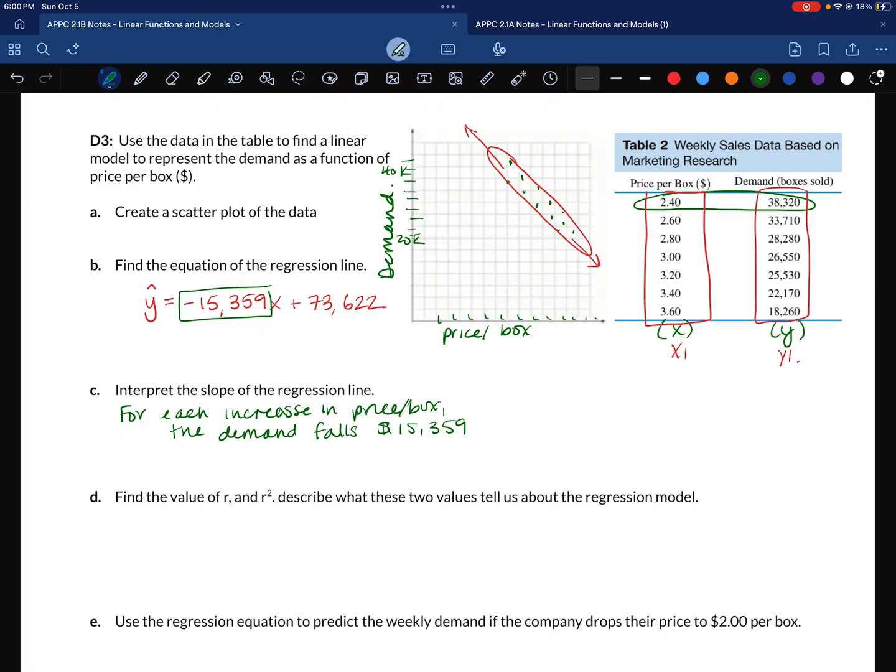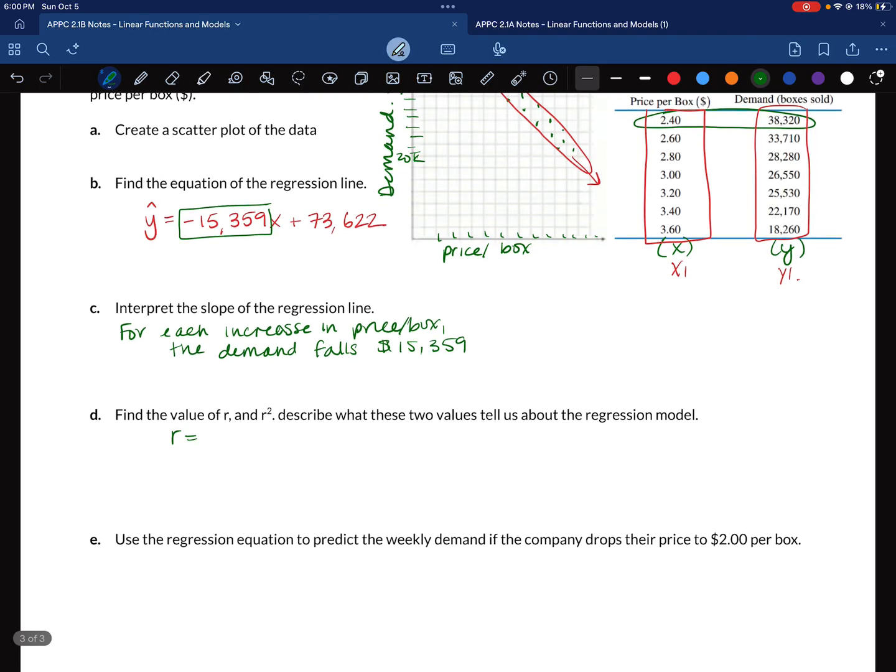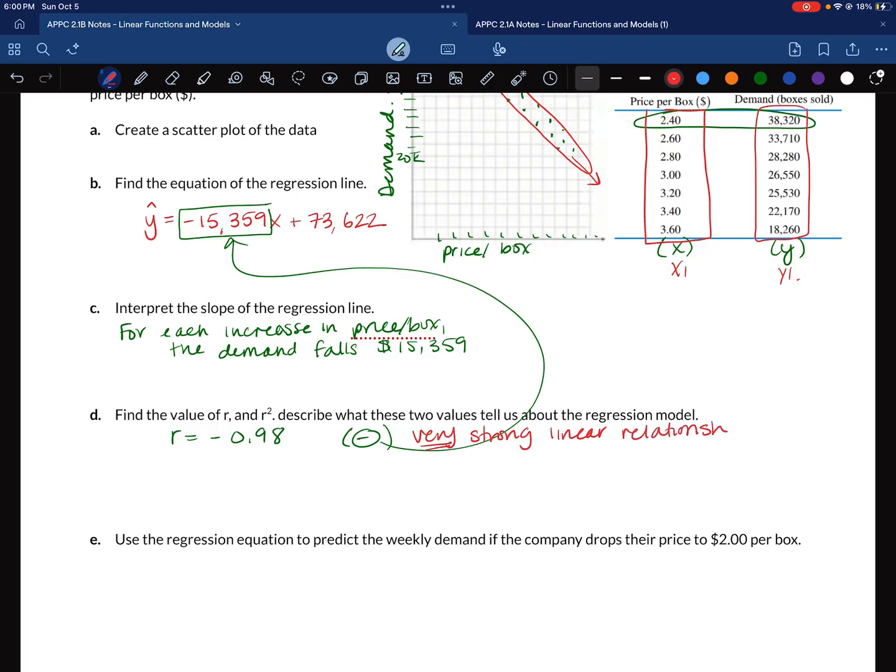Find the value of r and r squared. And again, these values are going to come up in your NumWorks calculator for you. Your r value is negative 0.98. So we should notice that this is negative, and that's going to match our slope, right? We knew that that was going to be negative because we have a negative relationship between x and y. It's also very close to 1, or negative 1. So I would say that this is a very strong linear relationship between the price per box and the demand of boxes sold. In other words, as x goes up, y goes down.